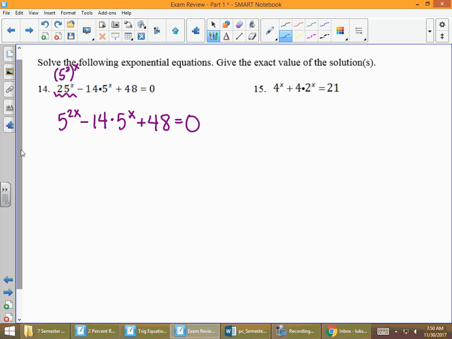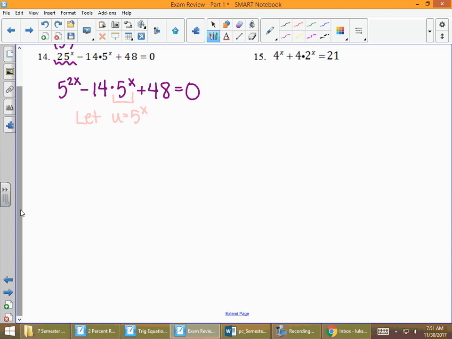So once this is nicely in that form where we have a squared term, a singlet, and a constant, your singlet is what you are going to make your U. So we're going to say let U equal 5 to the x. So 5 to the 2x is U squared. 5 to the x is U, so that middle term becomes 14u. And then we leave our constant alone. Let it be what it is.